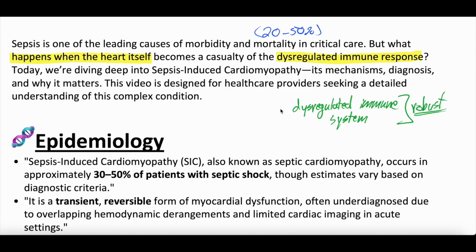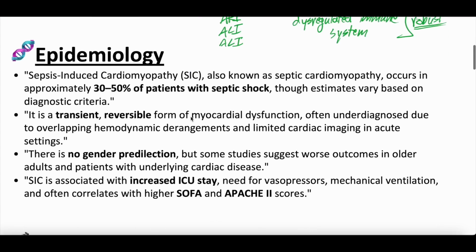So this dysregulated immune response, just like it affects the kidneys and causes acute kidney injury, can cause acute liver injury, acute lung injury, and even quote-unquote brain injury with things like delirium and encephalopathy. It certainly affects the heart too. That's cueing in the topic for today, which is sepsis-induced cardiomyopathy. Particularly, we'll talk about the epidemiology, the mechanisms, diagnosis, why it matters, prognosis, all that kind of stuff. So no further ado, starting with epidemiology.